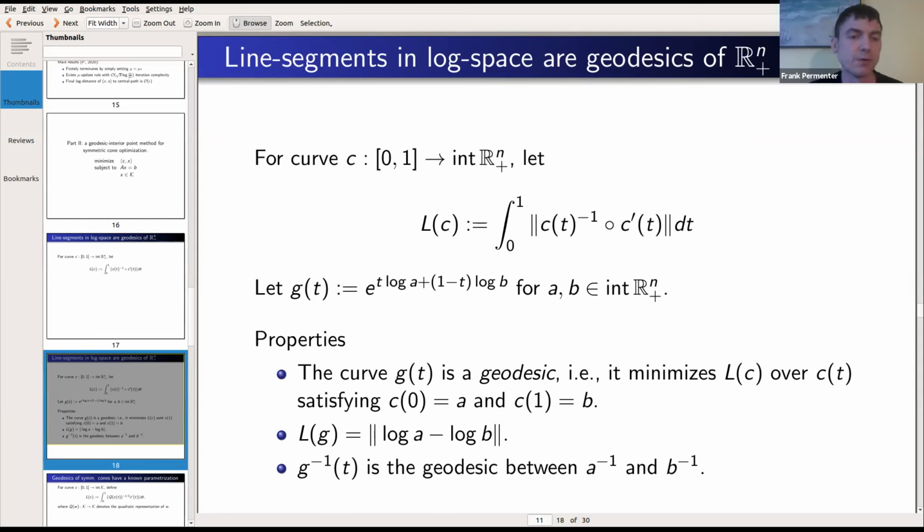Okay, so the last important property to point out is that if I take a geodesic curve and I compute its multiplicative inverse element-wise, I get a new curve that's also a geodesic. So it's the geodesic connecting the multiplicative inverses of the original endpoints. And in terms of this logarithmic parameterization, this inverse curve just corresponds to multiplying everything in this exponent by -1. Okay, so line segments in log space are geodesics of the non-negative orthant.